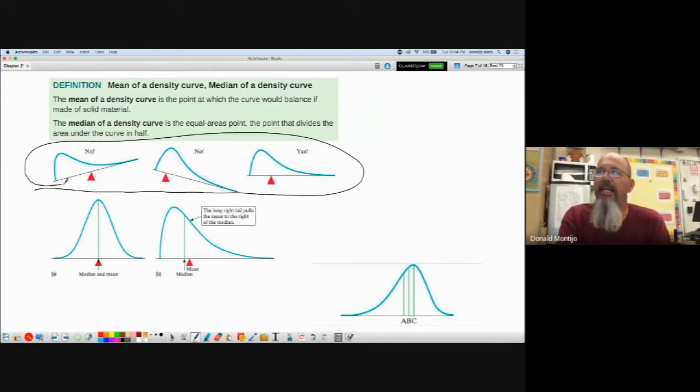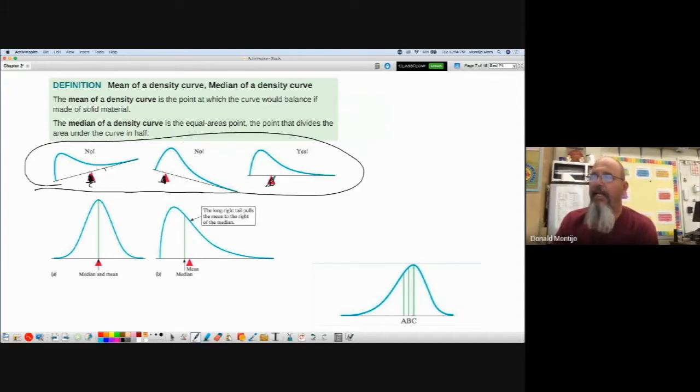The mean is the balance point. If you could put your finger underneath that density curve and you had to balance it on your finger, where would your finger go? You can see on the first one here, the fulcrum or the balance point is too far to the right. The curve would tip over to the left. If we went here, it's too far to the left, the curve would tip to the right. So the balance point, where would that point be? And you can see that here. The mean is the balance point.